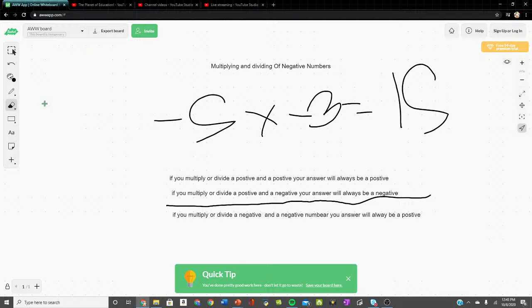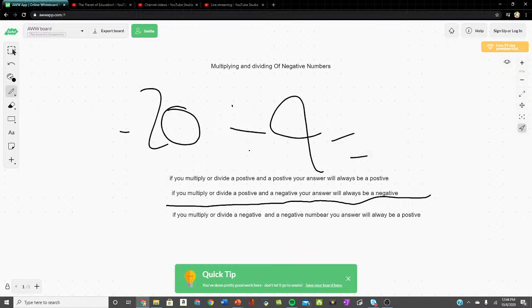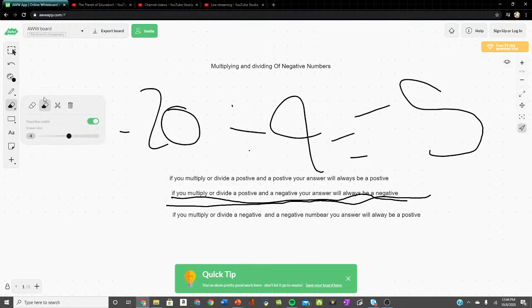Now let's do some division problems. -20 divided by 4 equals -5. Everyone knows that. And since it's a negative and a positive, it's going to be negative, as the rule clearly states. And the rules are the same for dividing and multiplying. The answer will be -5. Okay, next question.